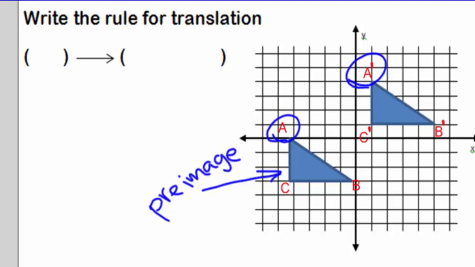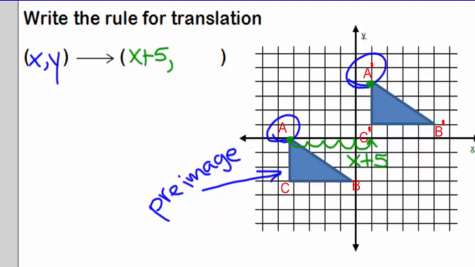Now, every rule starts with (x, y). So we know it's going to start at the original ordered pair. We've got to figure out what happens to x and what happens to y. So I'm going to count. Well, from this A to A prime, I'm going to go to the right or left first. In this case, I'm going right 1, 2, 3, 4, 5 units. So that is x, and I'm adding 5 since I went to the right. So I can go ahead and fill in my rule, x plus 5.